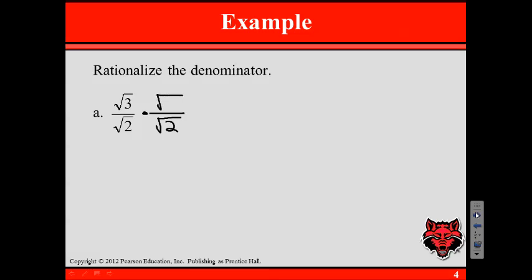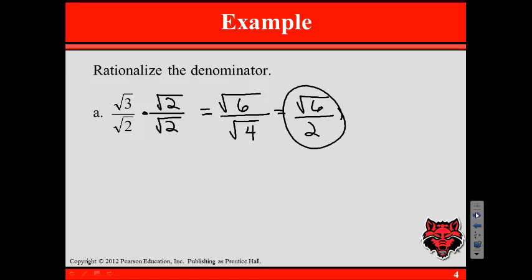So square root of 2 over square root of 2. When we do this, in the numerator we have square root of 3 times square root of 2. We are both underneath the radical, so we multiply underneath the radical. That gives us square root of 6. In the denominator, I'll show you the short way to write this from this point forward. Square root of 2 times square root of 2 is the square root of 4. But we should know that the square root of 4 is 2. So the square root of 6 over 2 is the answer.